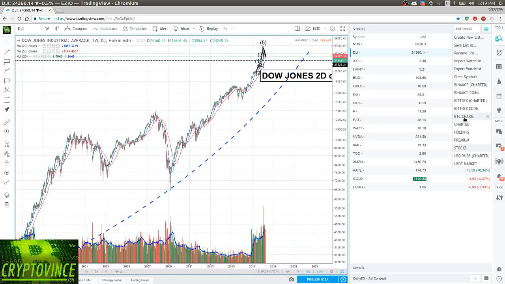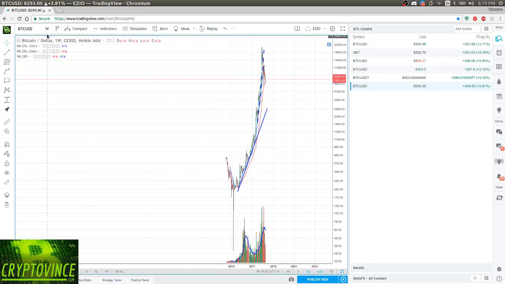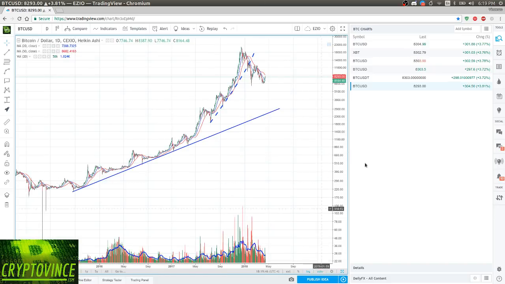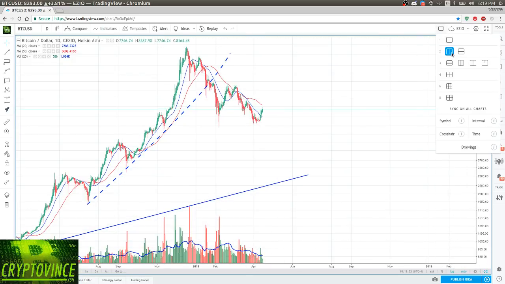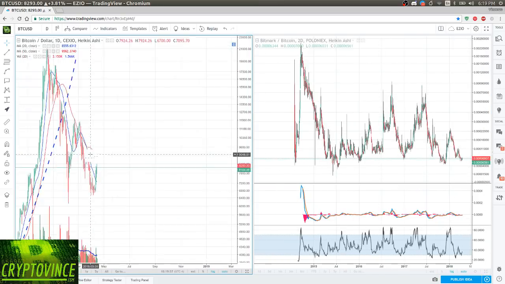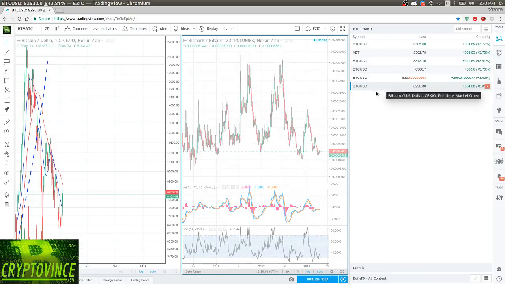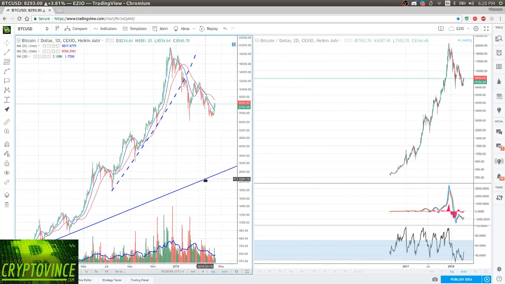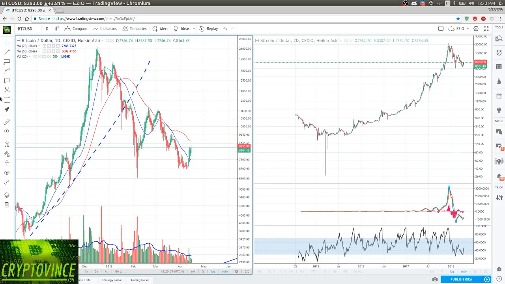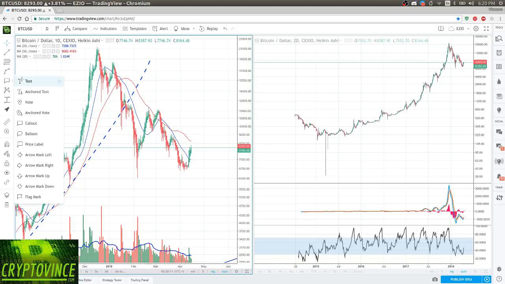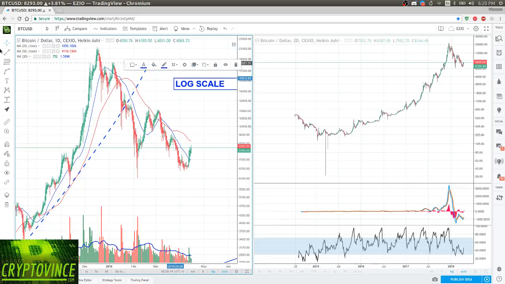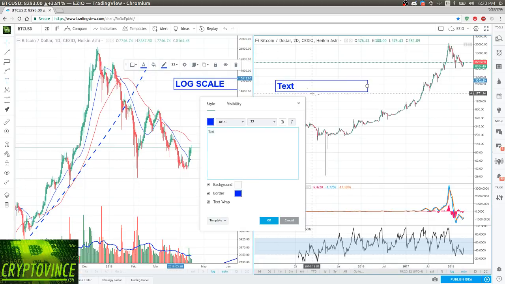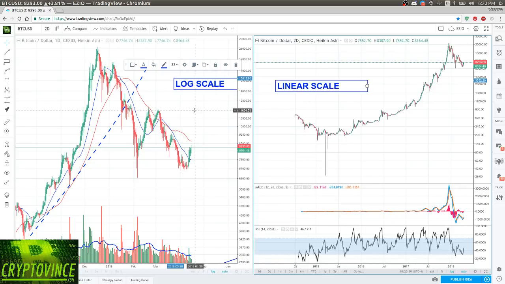But for now, let's go on BTC and let's just chart the resistance that we have right now on both scales, and we see the differences. I want to check the difference with you. Okay, so let's put two of them. That, and this is set. Okay, so this is log. And this is linear scale. Okay.